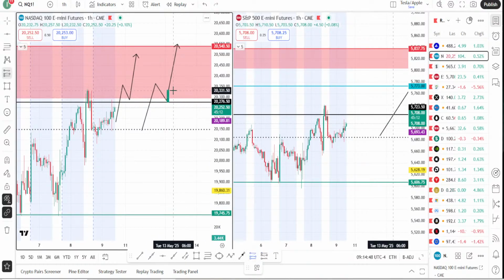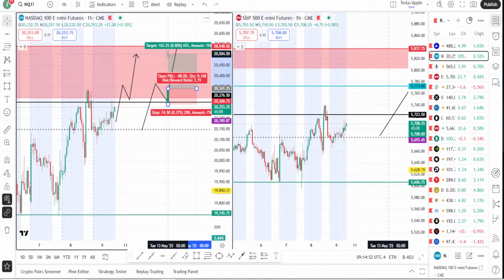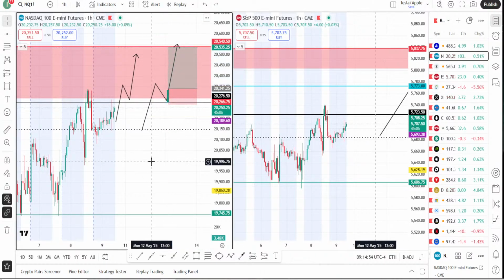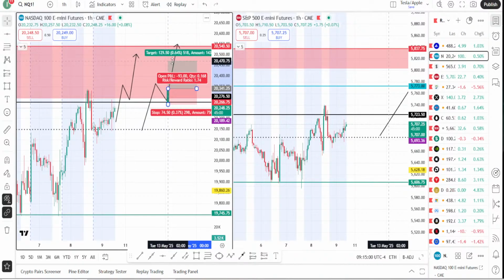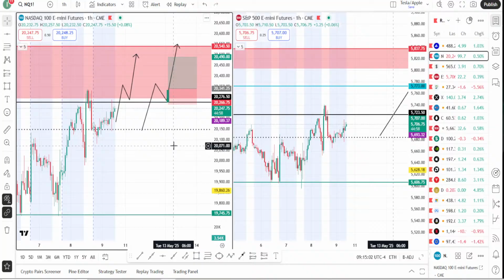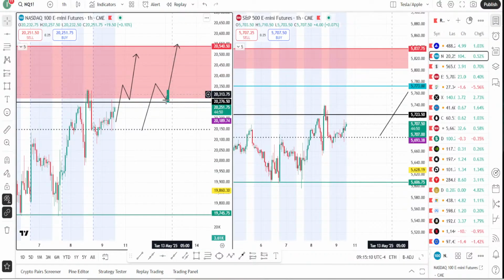And my risk reward would be something like this. Something like that. Just go for 1 or 2. Not be greedy. But yeah, that's pretty much the plan for today.